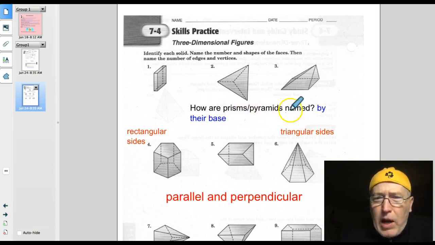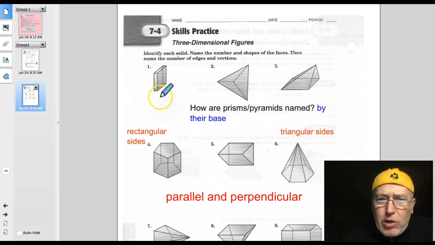First of all, how are prisms and pyramids named? They're named by their bases. So this here's a rectangular prism. It's named because the 2 bases are going to be rectangular. I know you can lay this shape here a number of different ways, but no matter how you look at it, there's going to be a top and a bottom to it, and those would be the bases.